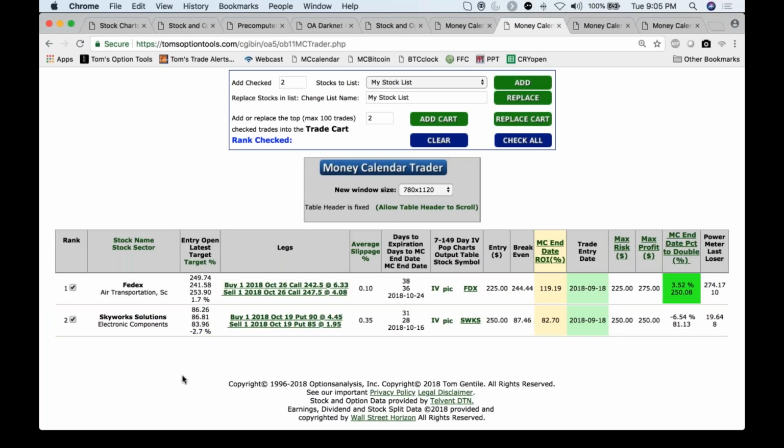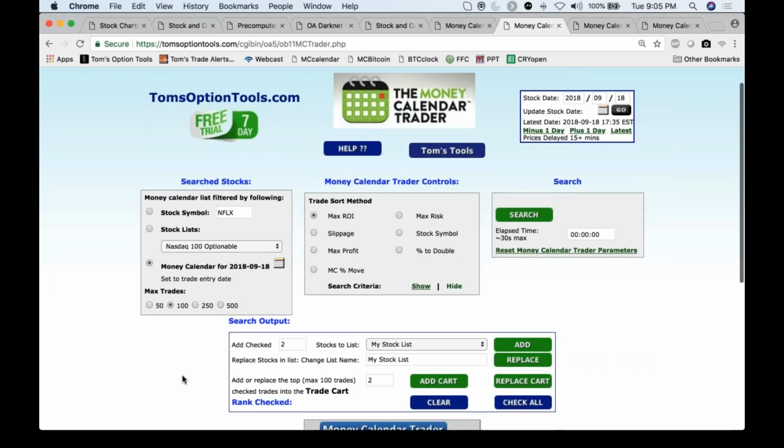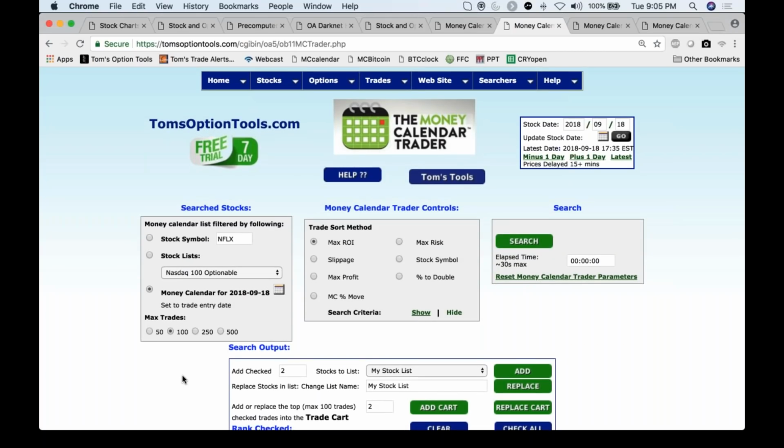So what just happened? Well, we just took all the trades that were on the money calendar for that day, and the program scanned through, got rid of most of them, and said these are the ones you want to concentrate on most because they do happen to fall into a lot of the right categories. Okay, so that's Money Calendar Trader.